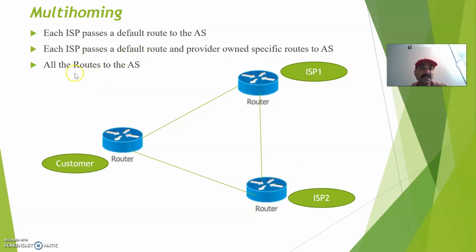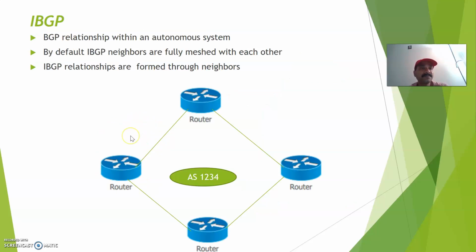In the second and the third scenario, the second scenario is that each ISP passes a default route and the provider's own specific routes from ISP1 and ISP2 to the customer router, and the third scenario is that each ISP passes the entire routing table. So the customer router should have the capability to support all the routes. It is always better to run IBGP on all the customer routers within a single autonomous system.